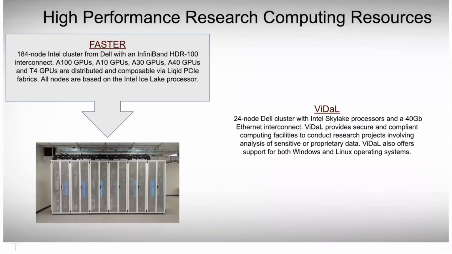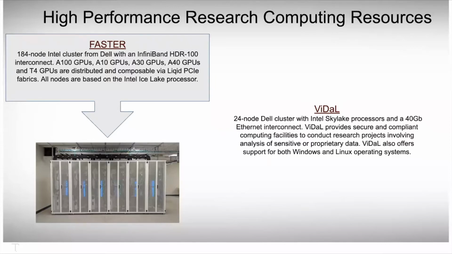The other two clusters are Faster, which just got recently deployed, and Vital, which has been there for a little while. Faster is a 184 node cluster from Dell, with the same interconnect, InfiniBand HDR100. Faster just has a wider variety of GPUs. So it's got the A100s, it's also got A10s, A30s, A40s, and the T4s once again. And they're distributed and composable via liquid PCIe fabrics. Oh, and the CPUs over there are based on the Ice Lake microarchitecture.